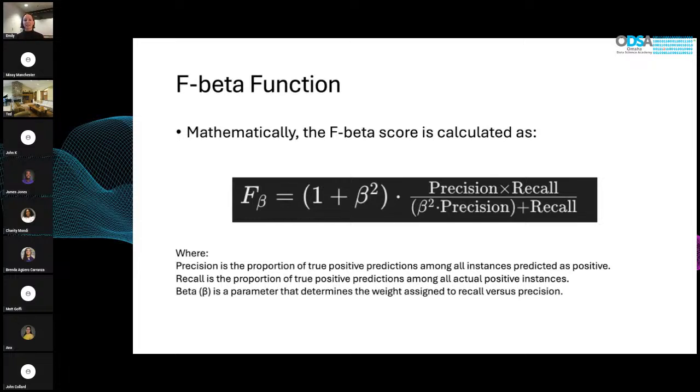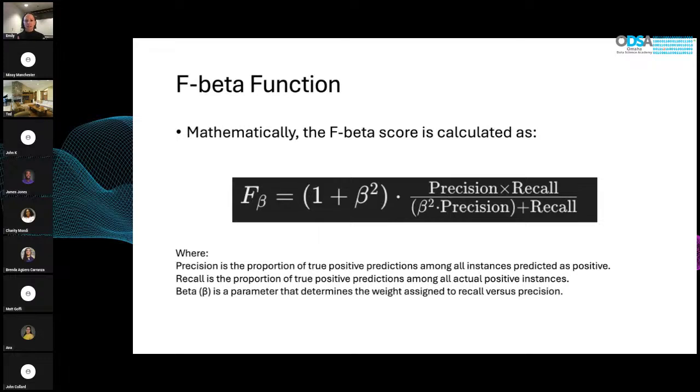So mathematically, this is the F beta score. We have 1 plus beta squared, where beta is what you select, times the precision times the recall, all over beta squared times precision plus the recall.